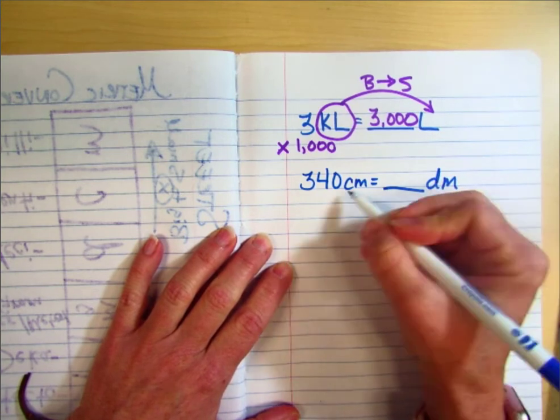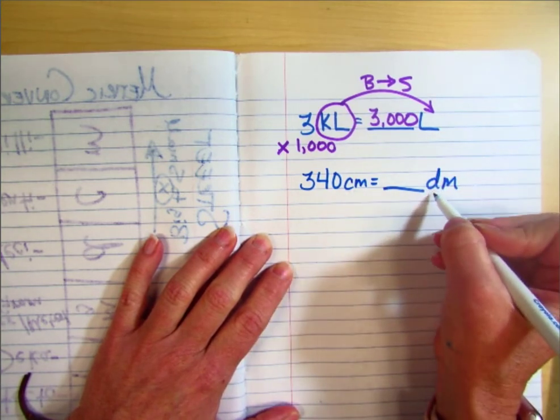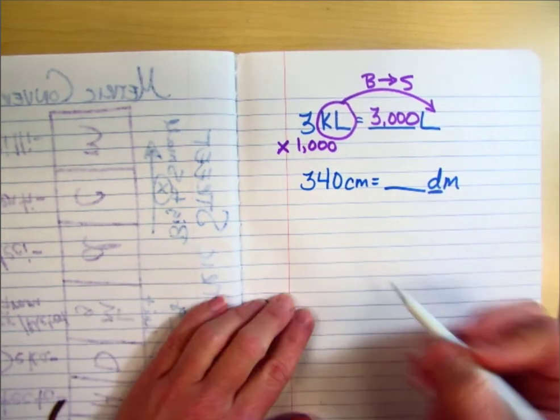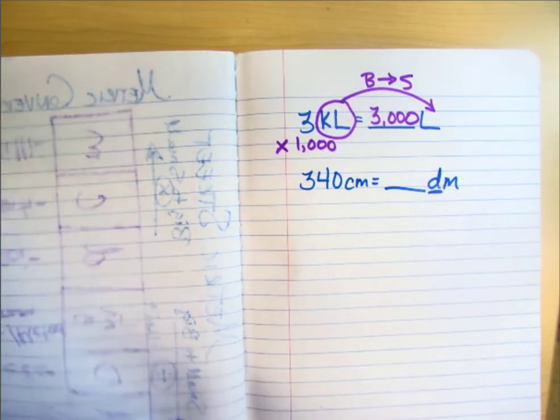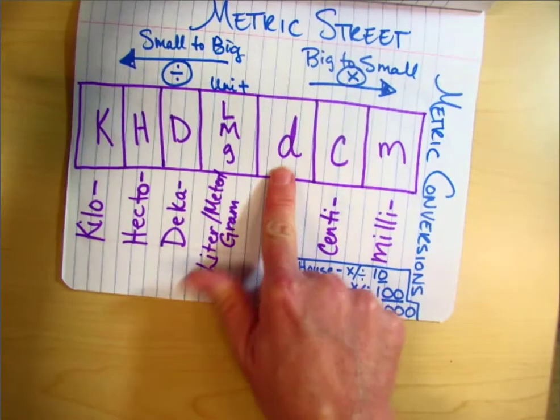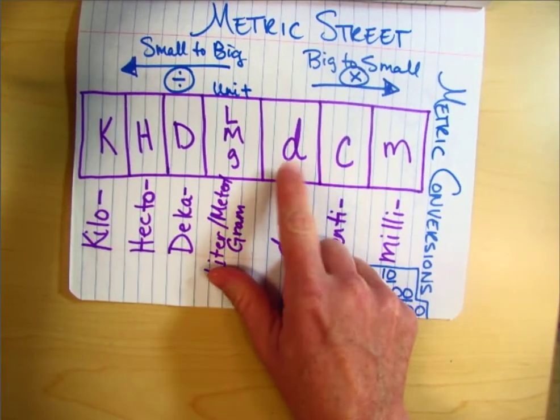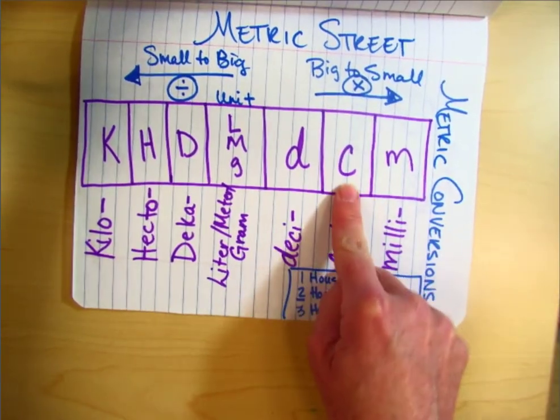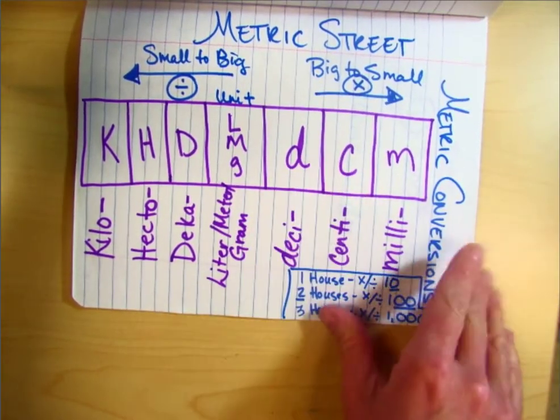These are going to be a little bit harder for you to do at first because you're not used to the decimeter, but you'll get used to it. If I look at metric street, who's going to be bigger, deci or centi? Well, deci is my big because he's to the left, and I'm moving 1 house, so I'm going to be using 10.